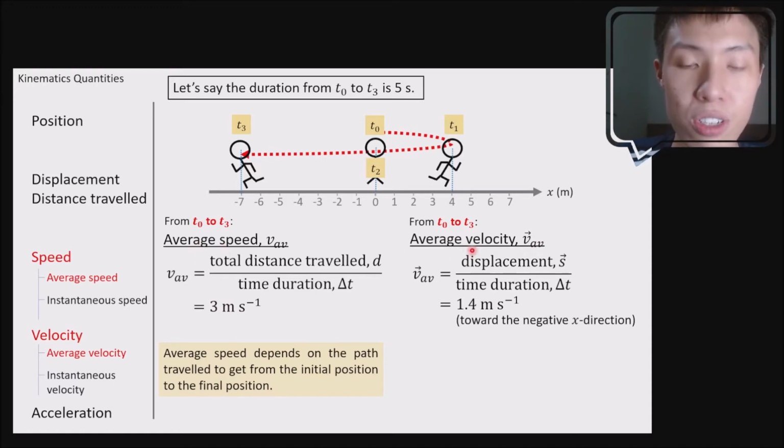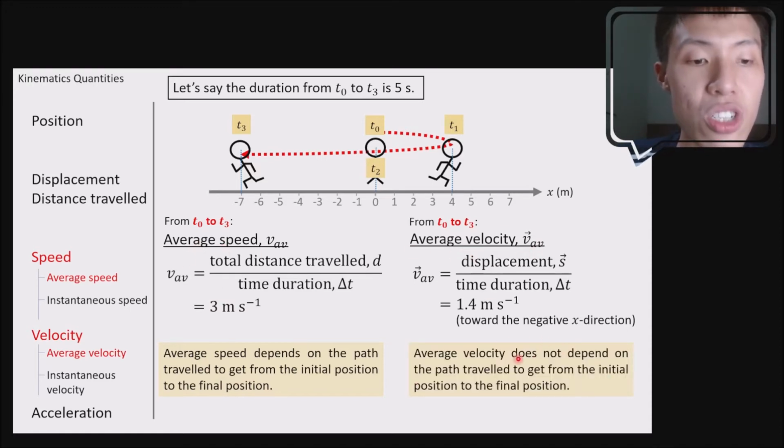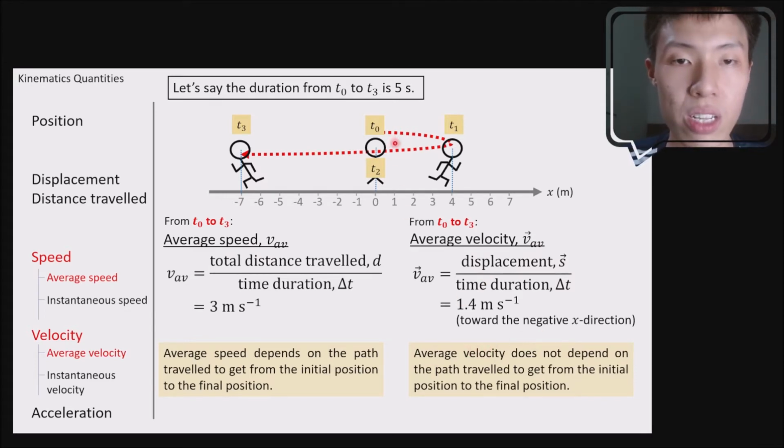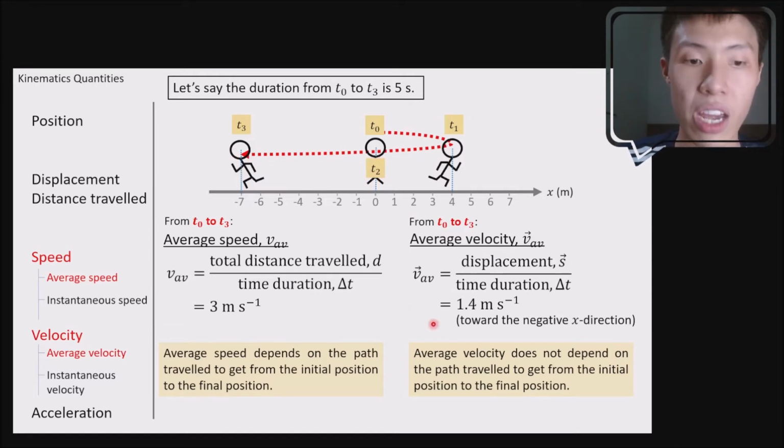But average velocity does not depend on the path traveled. As you have seen just now, I totally don't care about the U-turn made by this person when running. I just care that initially it's at the origin, and at the end it's at x equals -7. I don't care about the path in between. And as you can see, the answer is 1.4 meters per second towards the negative x direction.